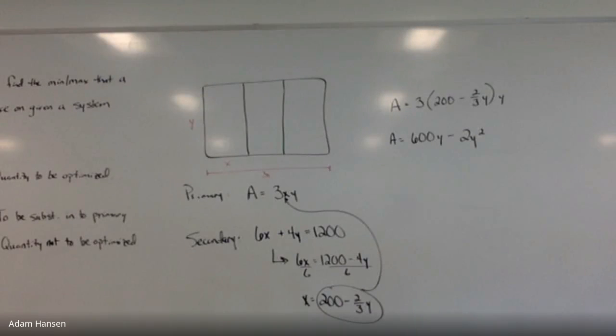What do I want to do to the area? I need to find its optimal value. I need to make it as big or as small as possible, in this case as big as possible. How do I do that? How do I use the derivative to do that? Zero. Remember, there's a minimum or maximum. The derivative has to be 0. That's where it changes direction.